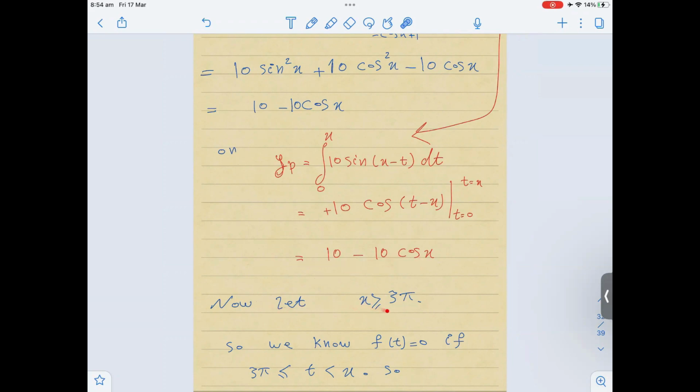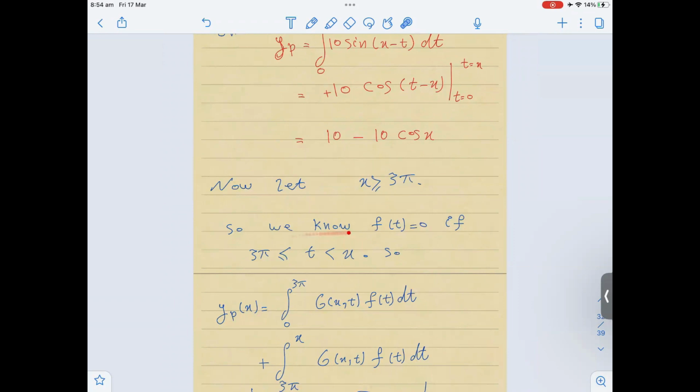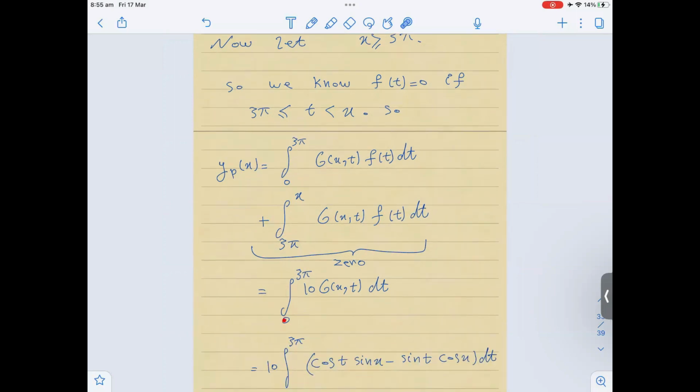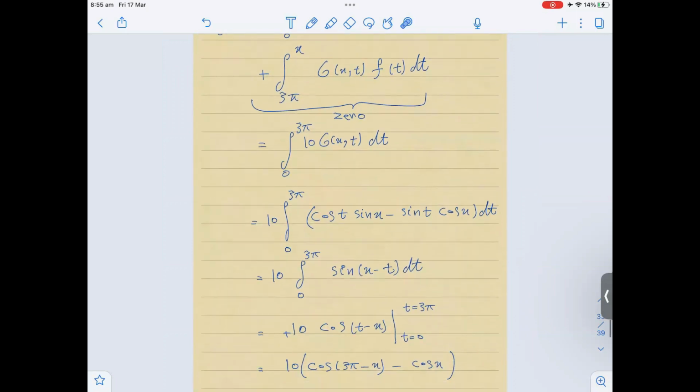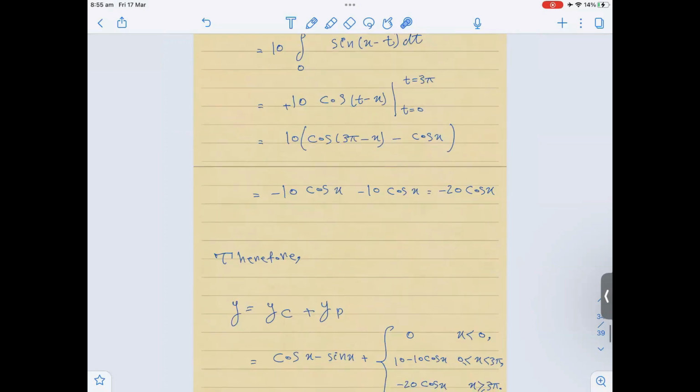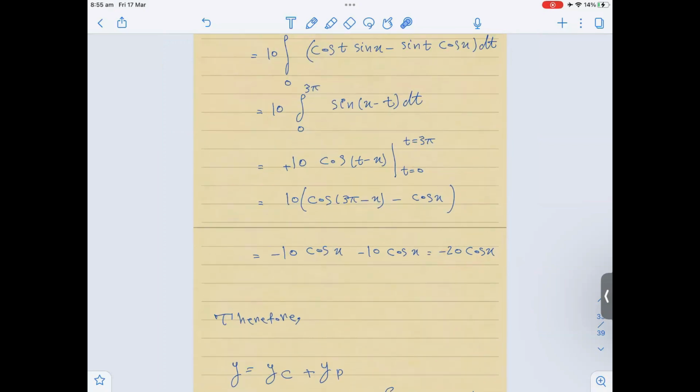So let's assume that x is bigger than 3 pi. If x is bigger than 3 pi and t is beyond that, f of t will be 0. So yp will be the integral from 0 to x, and I will divide that integral into 2 parts because f(t) changes. From 0 to 3 pi it is a number; from 3 pi to x, f(t) will be 0, so I don't count this one. So the integral is from 0 to 3 pi. Similarly, subbing everything here, I will get minus 20 cos x.